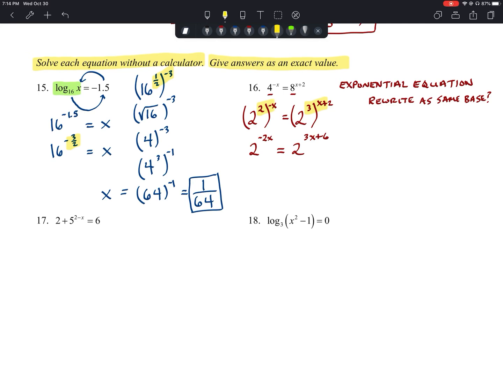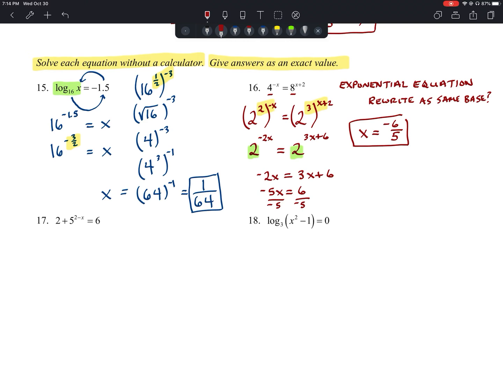And now that our bases are the same, we can drop them and focus on our exponents, because in order for these to be true, the exponents would have to be the same thing. So when we solve this, we're going to have negative 5x is equal to 6. We divide each side by negative 5, and we're going to get that x is equal to negative 6/5. Now you can go through and check it as well, but for time's sake, I'm going to let you know that it definitely works out.